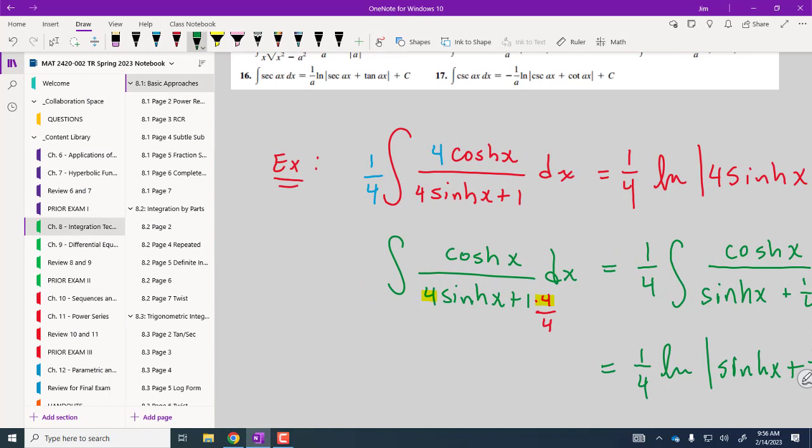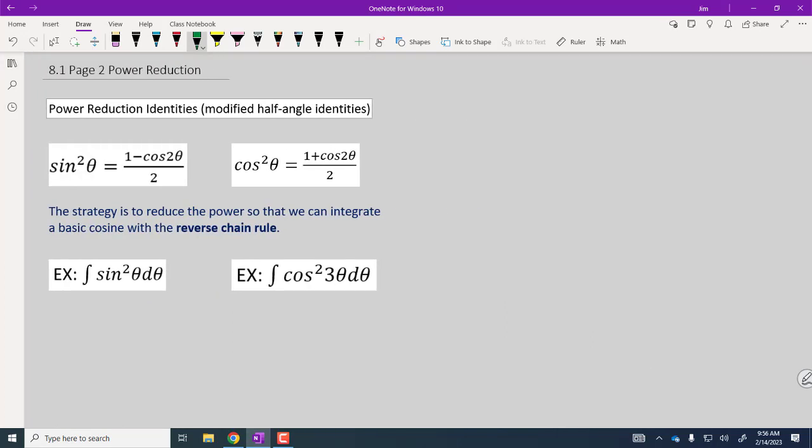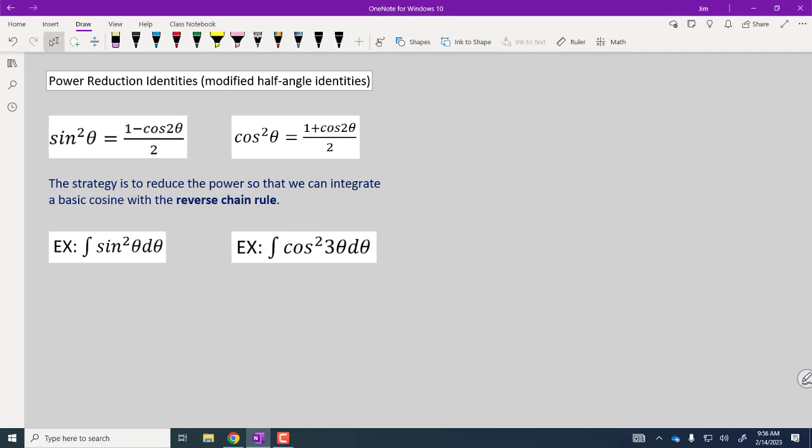OK, so let's formally talk about these power reduction identities. So we had one example in the first unit that did ask us to integrate a sine squared or a cosine squared. And it was kind of before the book emphasizes this strategy of reducing the power. And we did also see it with the hyperbolics as well. So this is the power reduction for sine. This is the power reduction for cosine.